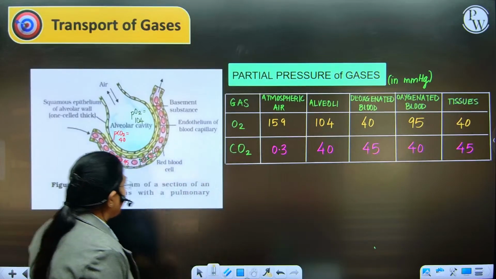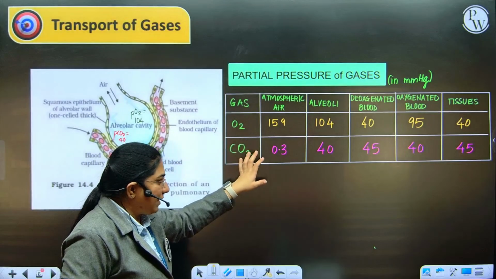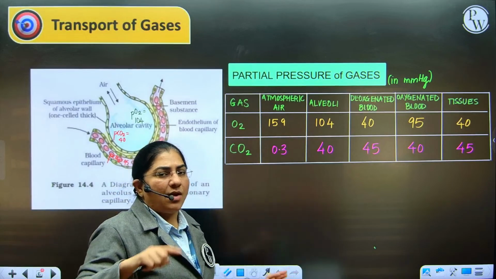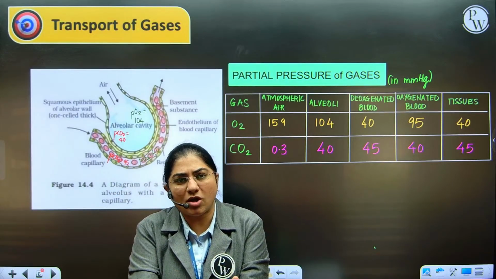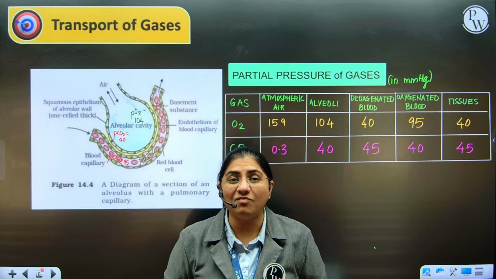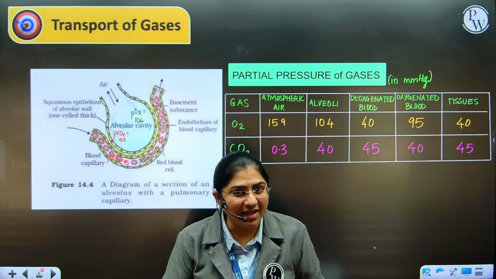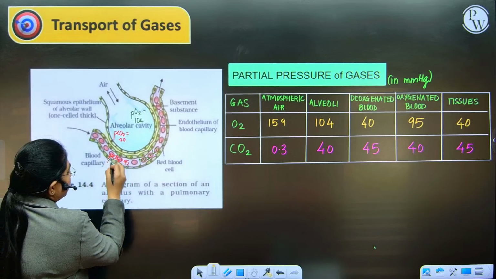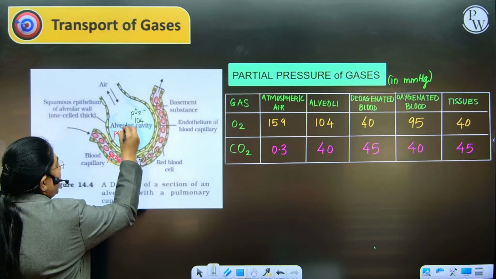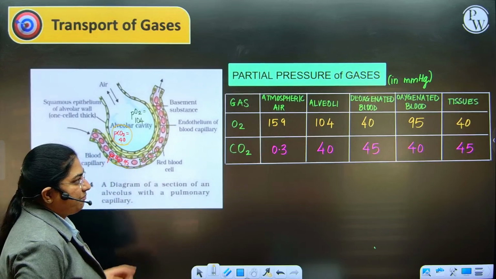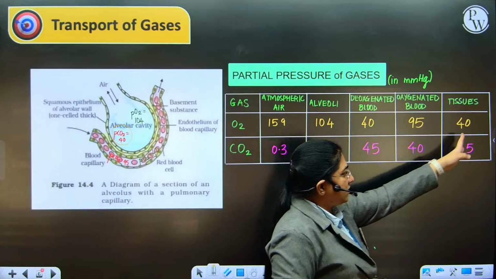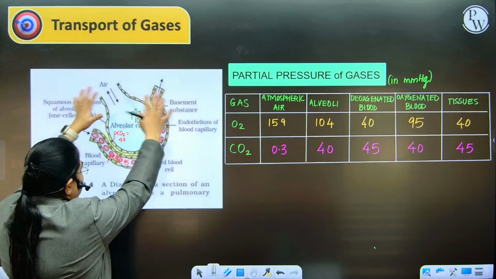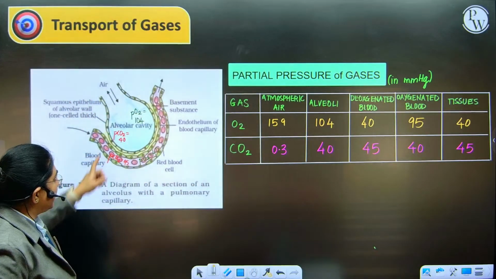you an overview. Again, if we are talking about carbon dioxide in the atmosphere, carbon dioxide is 0.3 mm of Hg. In the alveoli, what do you think? Will the deoxygenated blood have more carbon dioxide, or will the alveolar air have more carbon dioxide partial pressure? Yes, it will be the deoxygenated blood. Very good. So in the deoxygenated blood, the partial pressure of CO2 is 45 mm of Hg, whereas in the alveoli it is 40 mm of Hg. In the tissues which are undergoing metabolism, it is 45 mm of Hg, and oxygenated blood is 40 mm of Hg.